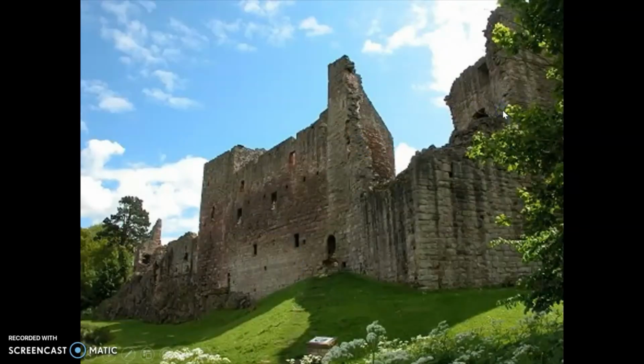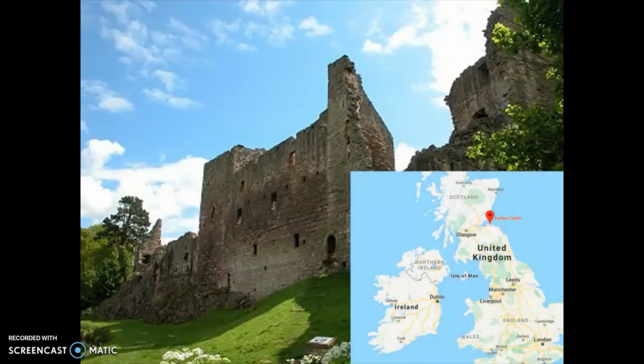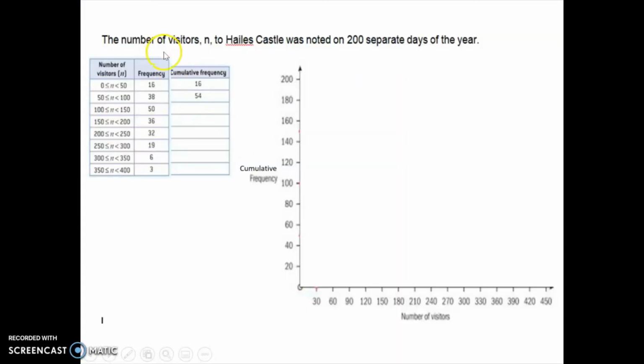All right, so now let's look at another example. This is a great castle in Scotland. This is Hayley's Castle in Scotland. So let's see some data on this. The data we have is the number of visitors to the castle over 200 different days of the year. And we can see there were 0 to 50 visitors, 16 of those 200 days. And then there were 50 to 100 visitors on 38 days.